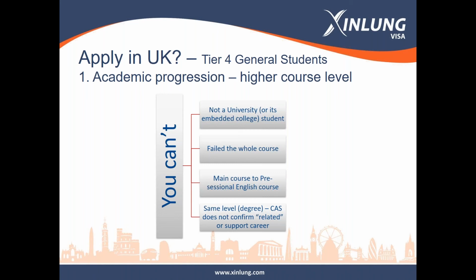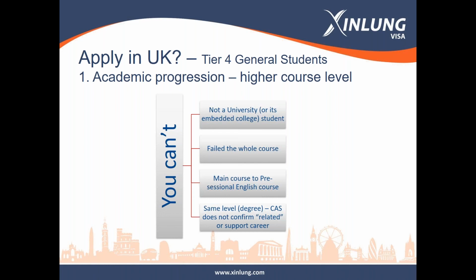It simply means that if you're going to continue studying in the UK, you must study a course which is higher than the previous one. For example, if I studied an undergraduate degree here in the UK and want to extend my Tier 4 student visa, I need to study a master's degree course, which is higher than the undergraduate degree. However, sometimes, even if you are going to study a higher level course, you may still not meet the academic progression rule, because there are 4 aspects we need to pay a lot of attention to.